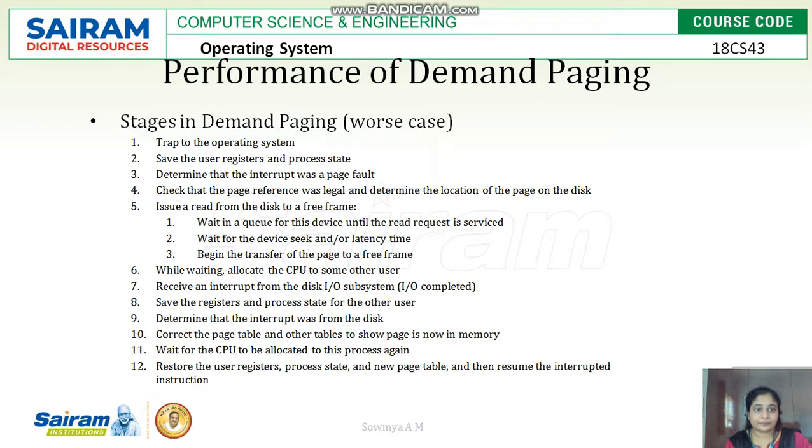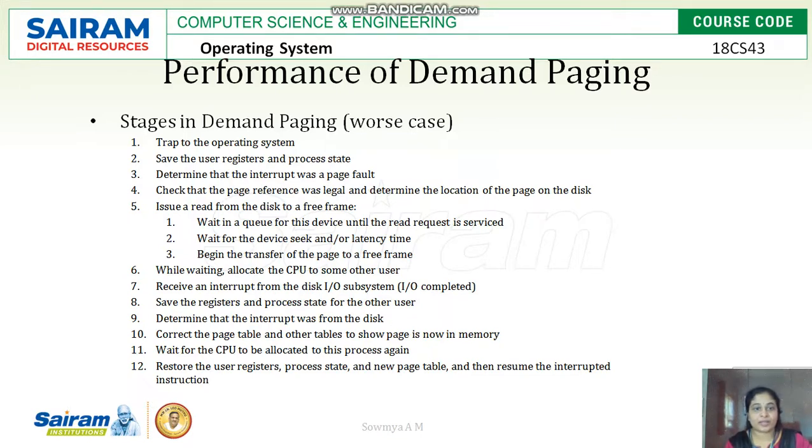A trap is generated to the operating system, save the user register and process state. After saving the state, you have to determine that the interrupt was a page fault, because of a page fault an interrupt is generated. Then check that the page reference was legal and determine the location of the page on the secondary storage disk.